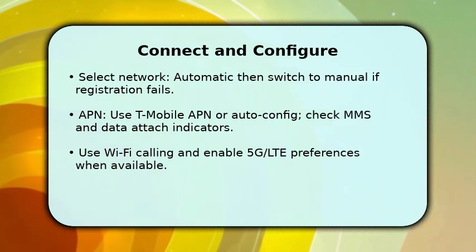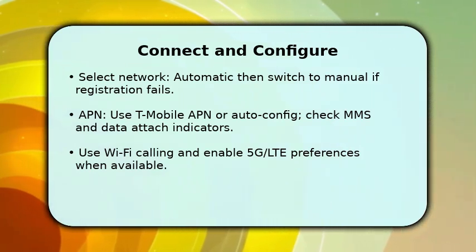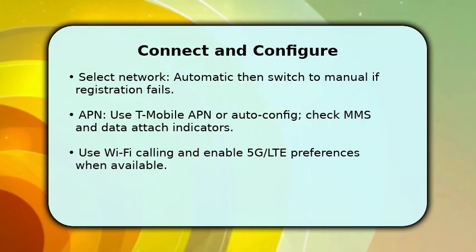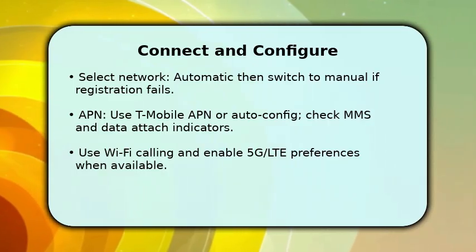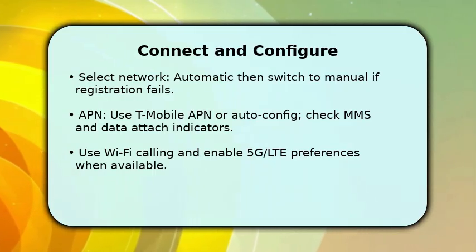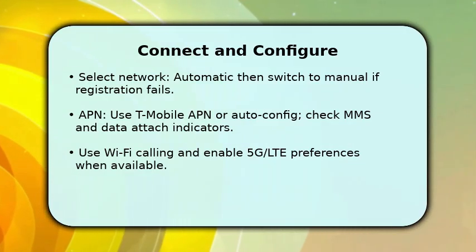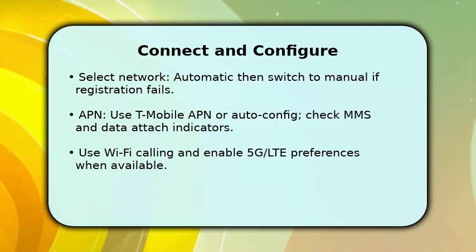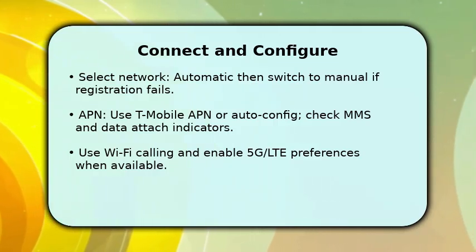First, set network selection to automatic so the phone can register with partner carriers. If it doesn't, switch to manual and try the strongest partner network. Next, confirm your APN settings or accept the automatic carrier profile. This ensures mobile data and MMS work correctly.